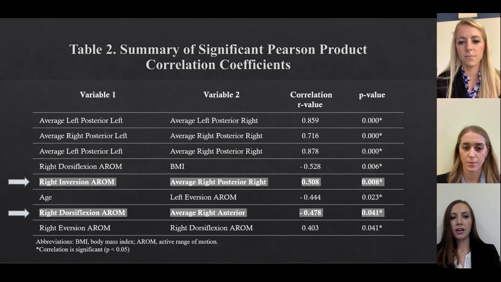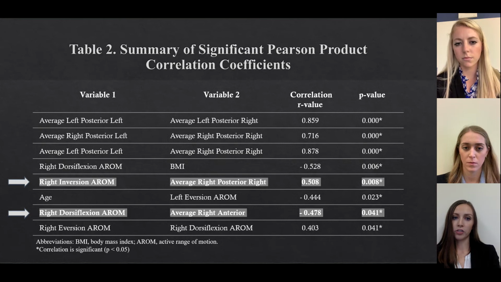Next, we see a right dorsiflexion active range of motion interestingly had a negative correlation with average right anterior reach, which was an unexpected finding in our study with a p-value of 0.041. Lastly, we see right eversion and right dorsiflexion active range of motion were both significantly correlated with each other with a p-value of 0.041 as well.